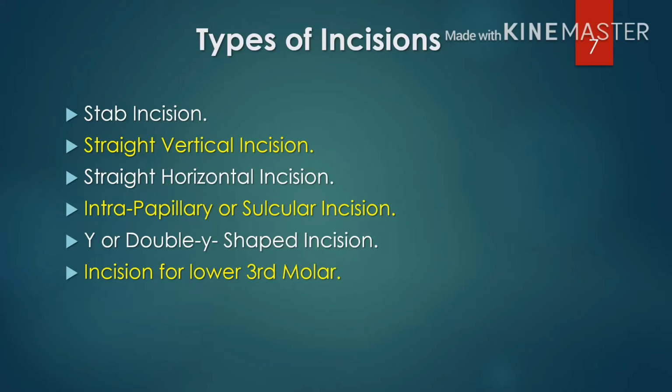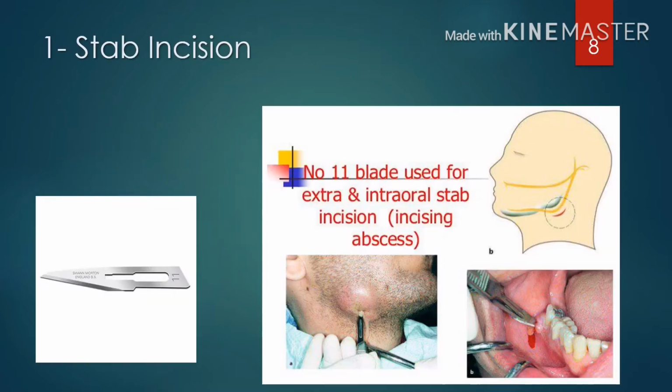Types of incisions. We basically have 6 major types of incisions, which we will discuss briefly. The first one is the stab incision. We use blade number 11 for this incision. It's used for incising an abscess, whether it was extraorally or intraorally.